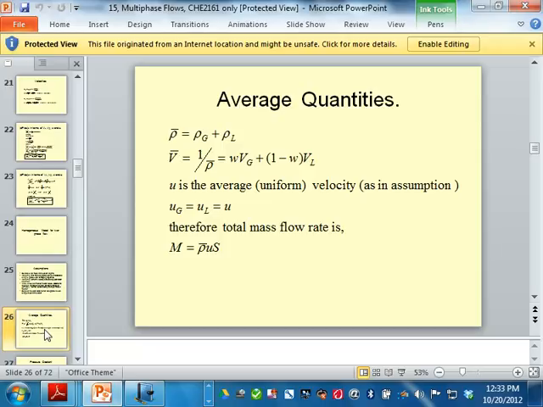Right? Finally, I think there's something wrong with the top one. How are we adding the two things? Anyway, we won't use rho bar anyway. The specific volume is averaged out using W, the quality. So the mass fraction of the gas times the specific volume of the gas plus the mass fraction of the liquid, 1 minus W, times the specific volume of the liquid.